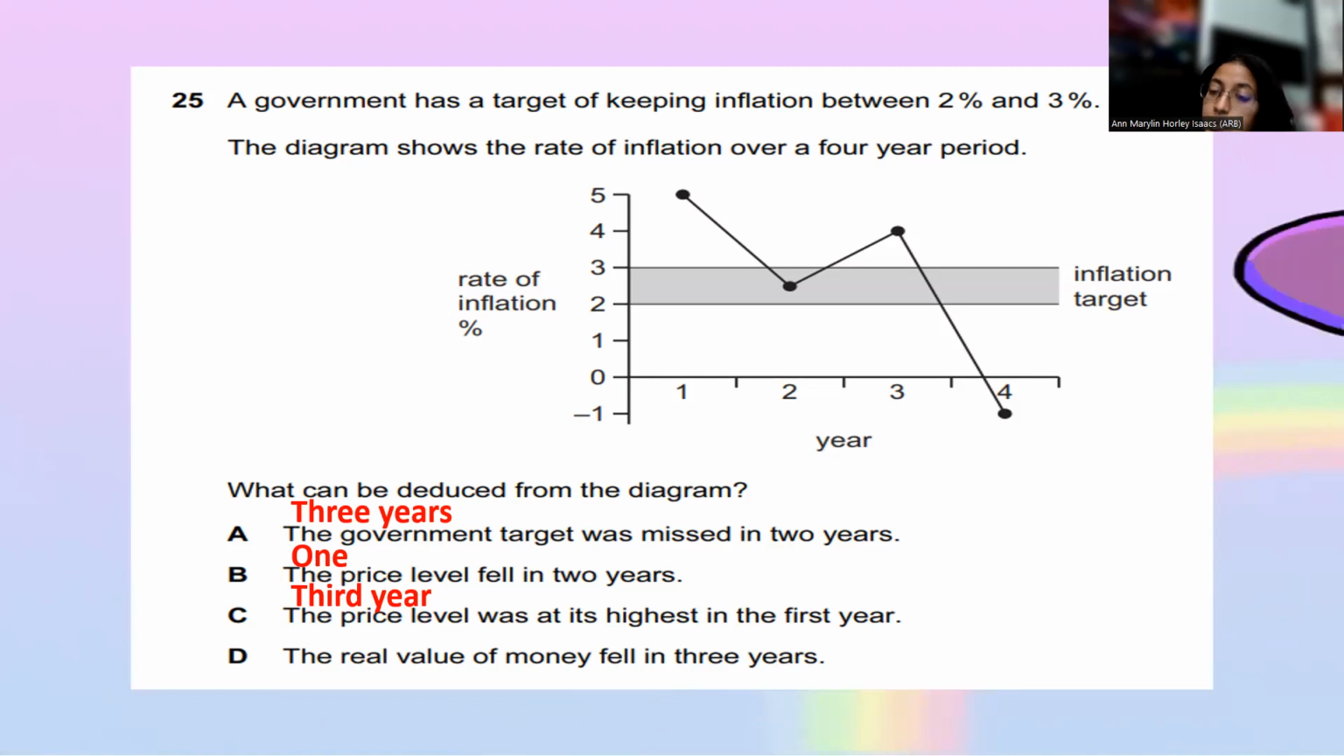That's about it. Okay, so be very careful with the wordings because that is where they would actually catch you on these questions. The real value of money fell in 3 years. Well, where there's inflation, the value of money falls. So if you look at year 1, year 2, year 3, you had inflation. Year 4, you had deflation. So yes, over 1, 2, 3, you had inflation, which means the value of money fell in years 1, 2, and 3. Yep. Okay.